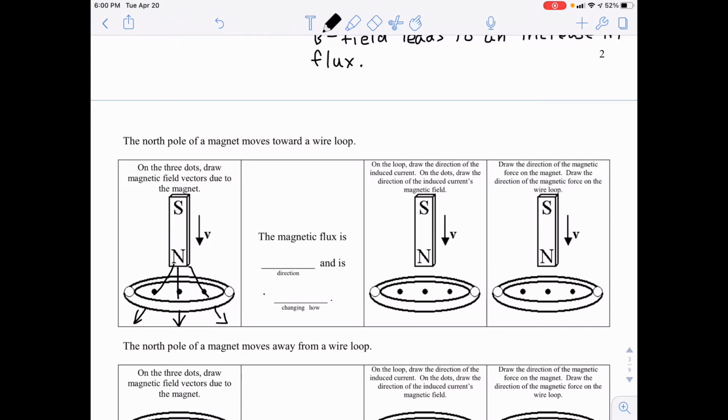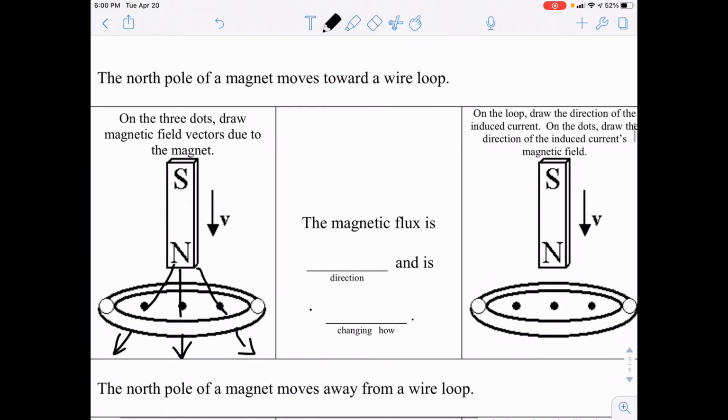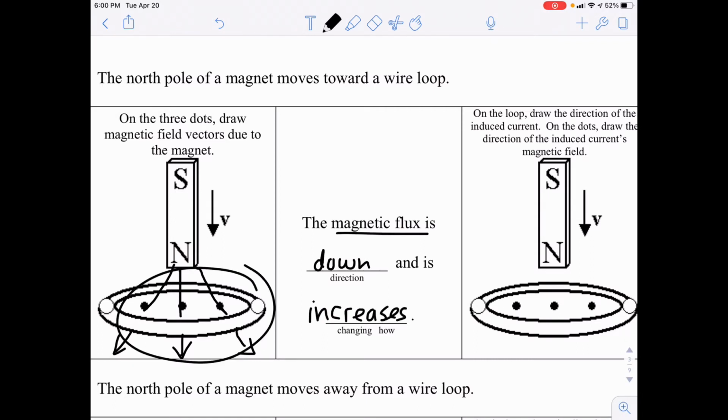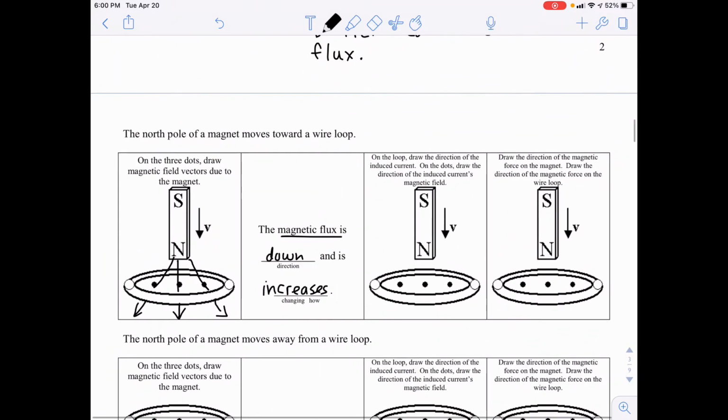Okay, and what can we say about it? Well, the magnetic field is downward, I'll just say down, and it is increasing. Remember, the magnetic flux is the number of field lines that's passing through the loop. So if the magnetic field is approaching the loop, that means the number of field lines that pass through the loop get bigger and bigger. Thus, the flux is increasing.